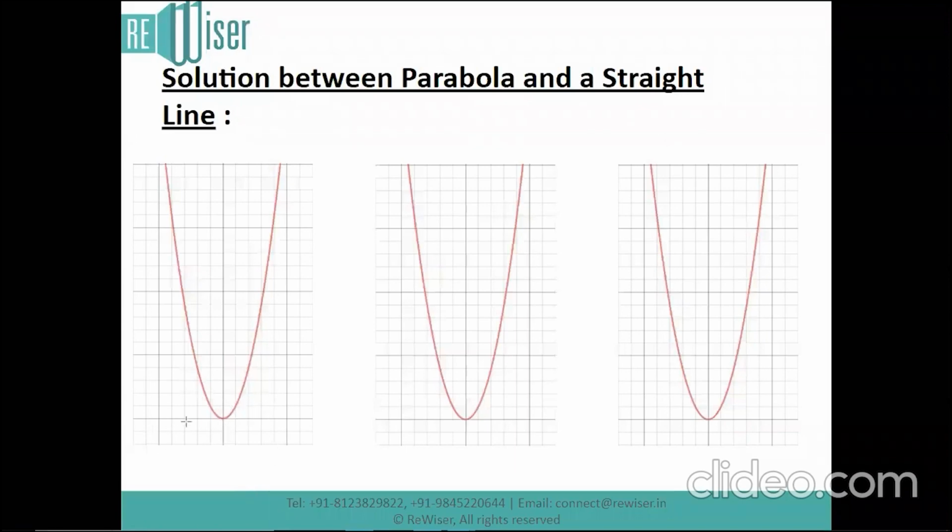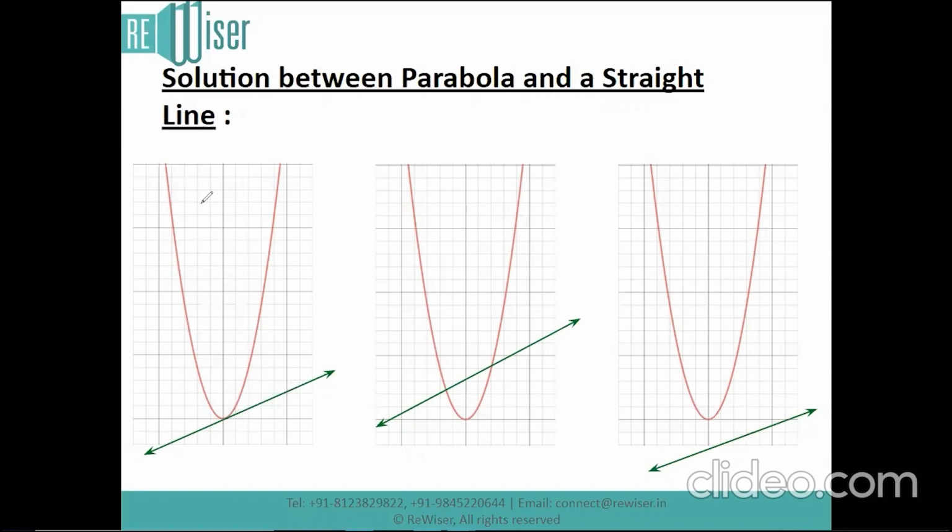Whenever we talk about the number of solutions between a parabola and a straight line, there can exist one solution, which means the two graphs intersect at one point, or there can exist two solutions, or there can exist no solution. No solution means the graph will never intersect. Whenever the straight line touches the curve, we say the straight line is a tangent to the curve or parabola.